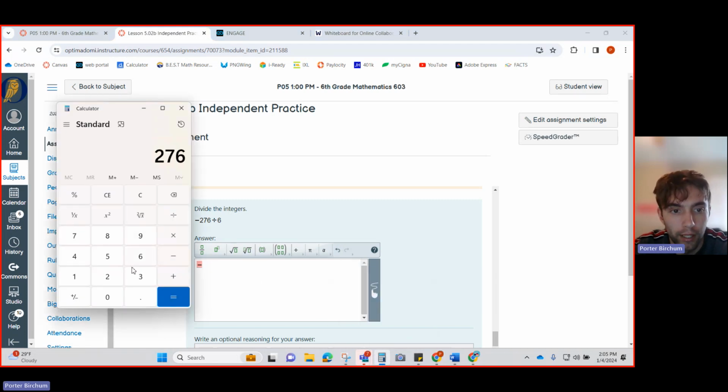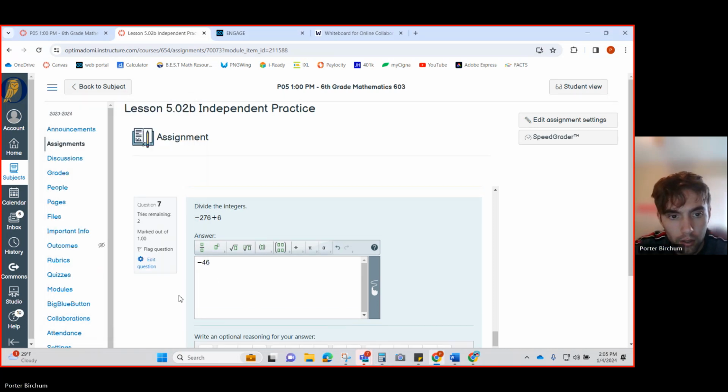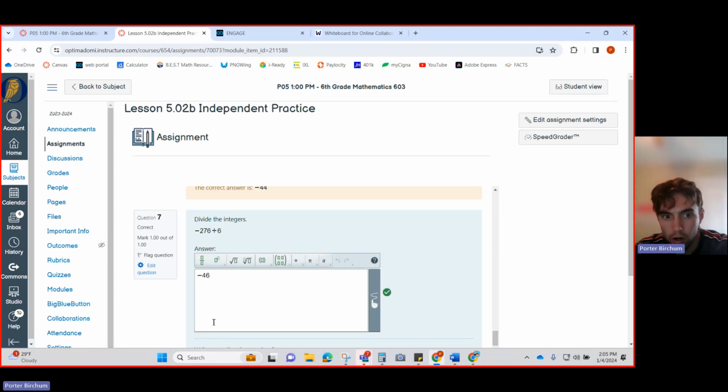So I think my final answer is going to be negative something. Let's use our calculator to find out what that negative something is. Negative 276 divided by normal 6, negative 46. Check, and all green check marks.